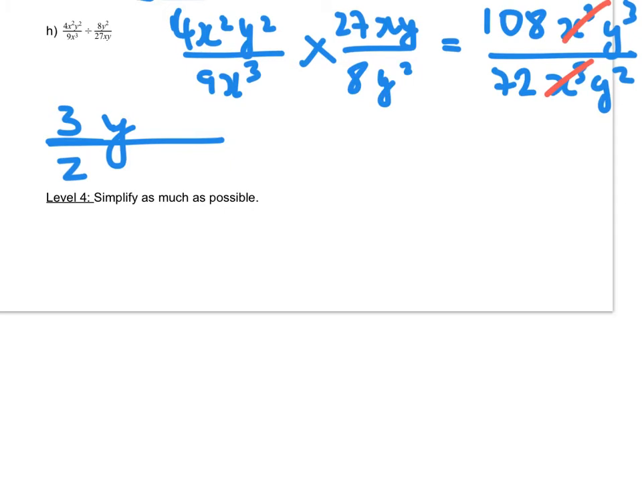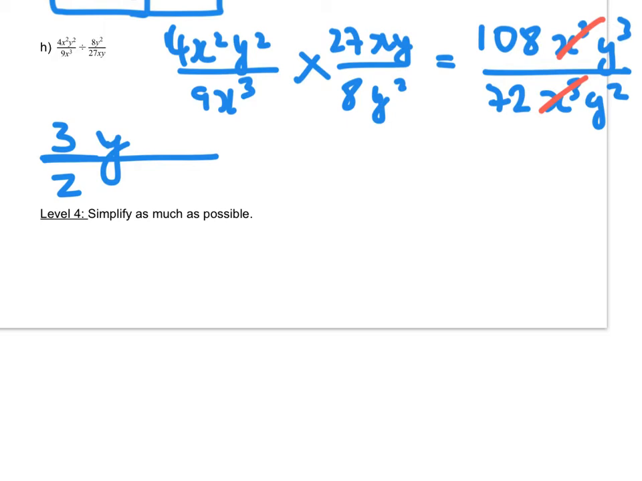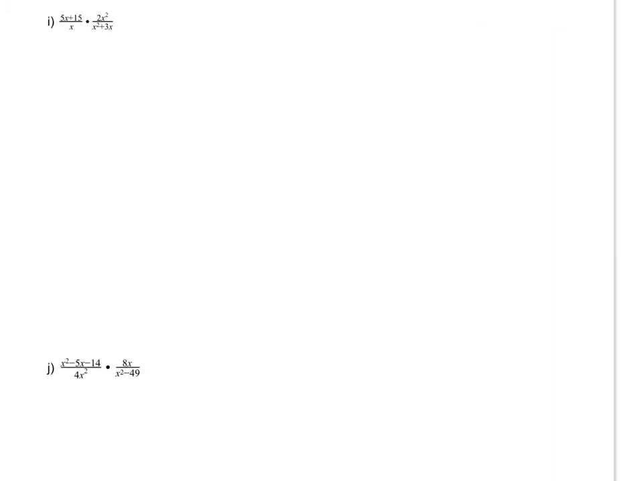So now, to finish up, we're going to have a look at some level 4s, which will be on the next one. What's hard about this one is that on the top of the first one you have 5x plus 15, so there are 2 terms. And on the bottom of the second one there are 2 terms. So you have to think about factoring here. You don't just expand and cancel here. It doesn't quite work like that. The top and the bottom of each one need to be factored as much as possible.